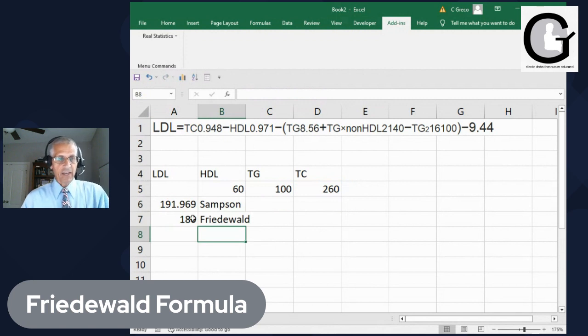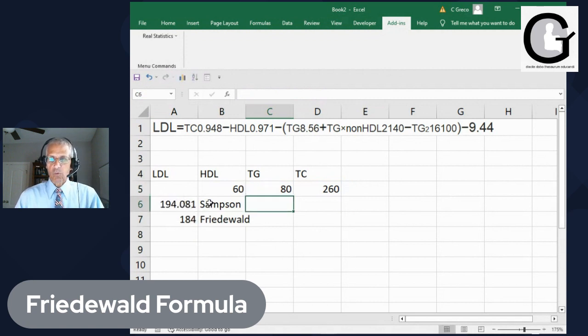So what does that do? Basically, what happens is we're underestimating the LDL. And if you're underestimating the LDL, then that puts you in a higher risk category. 191 is going to be a higher risk category than 180. Even if, let's say, the triglycerides were 80, I just lowered that to 80. One's 194, the other one's 184. So all of a sudden, lowering that actually made it higher, which is interesting.